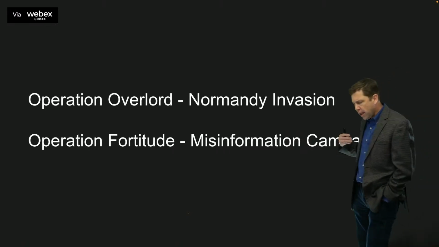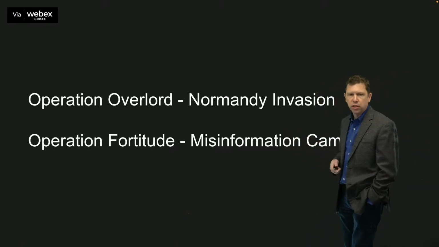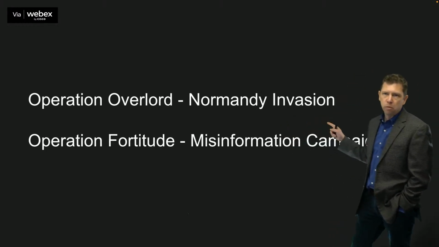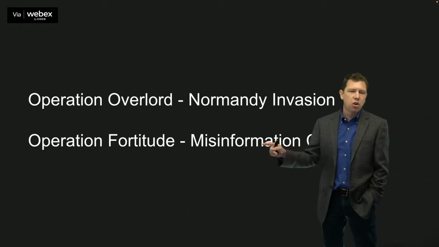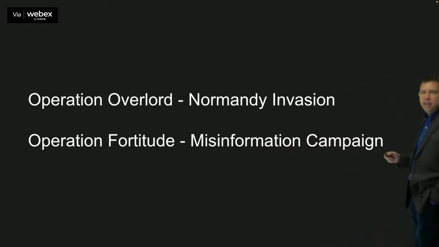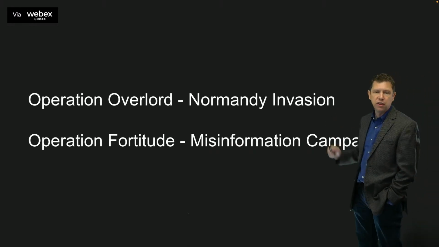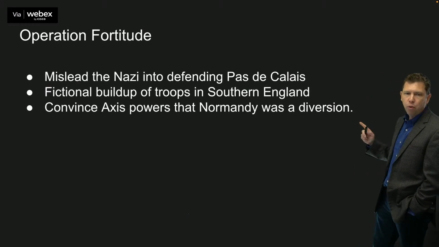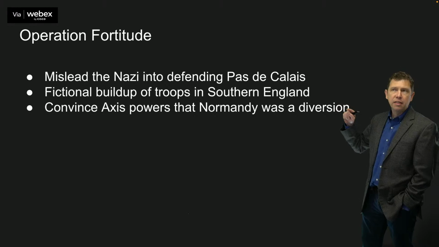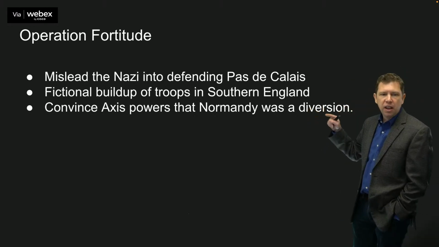Okay, so this conversation that Garbo was having with the Nazis, what was going on is there was Operation Overlord, which was going to be the Normandy invasion. There was also Operation Fortitude, which was a misinformation campaign designed to try to keep the Nazis from having sufficient forces to defend Normandy. So with Operation Fortitude, they were trying to mislead the Nazis into defending Calais. I think I'm saying that right. Calais? I'll have to look that up again.